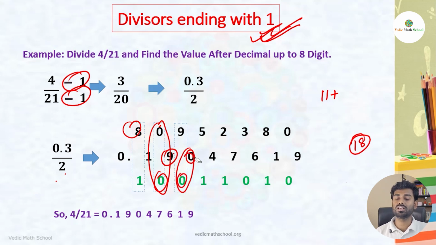Now 0, 0, and 9 minus 0 is 9. So 0 and 9 will become 09, 4 times, and 1 is the remainder. Now 9 minus 4 is 5, so it is 15. 15 divided by 2 is 7 times, remainder 1. Then 9 minus 7 is 2.